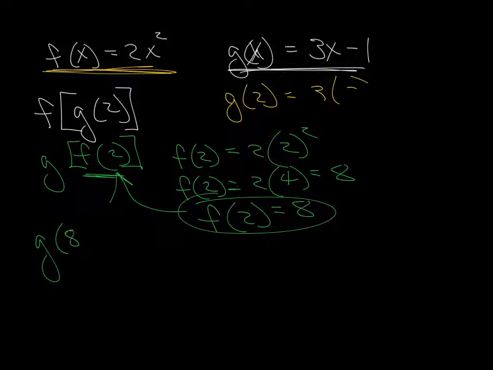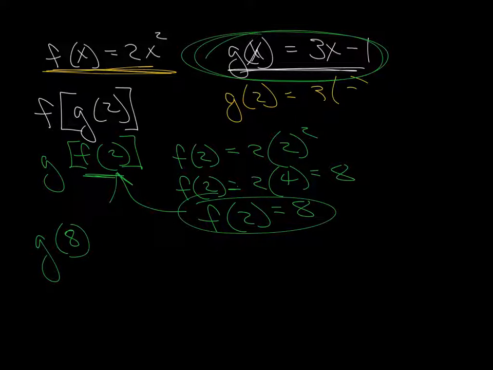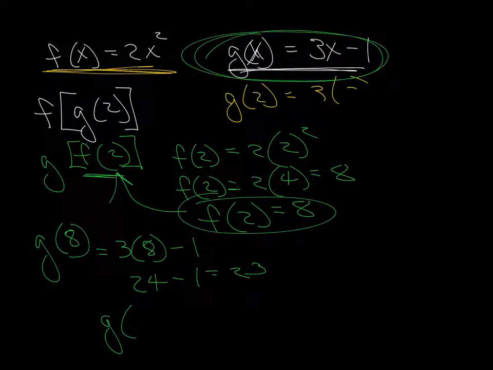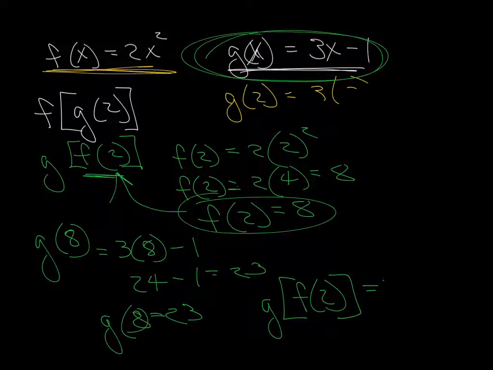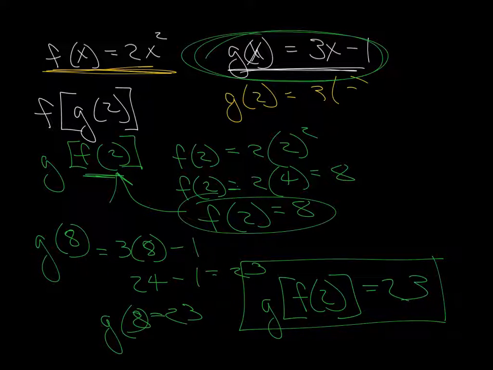So g of 8. Now for g of 8, I'm going to look at this problem up here, and instead of an x, I'm going to put an 8 in there. So I get 24 minus 1, which equals 23. So g of 8 equals 23, or g of f of 2 equals 23. Okay? So that's what they're doing with that one.